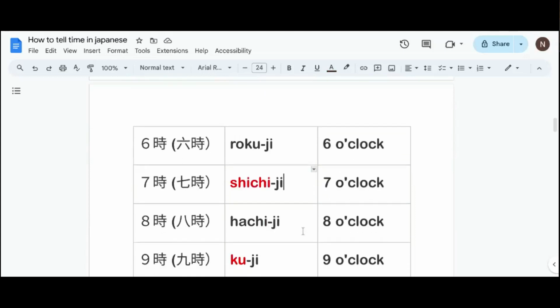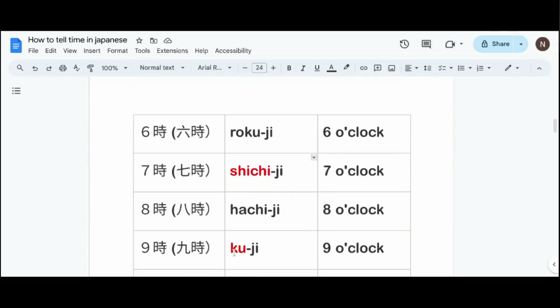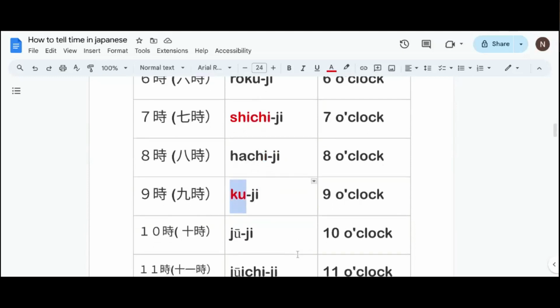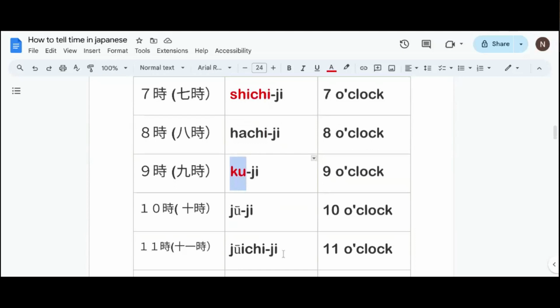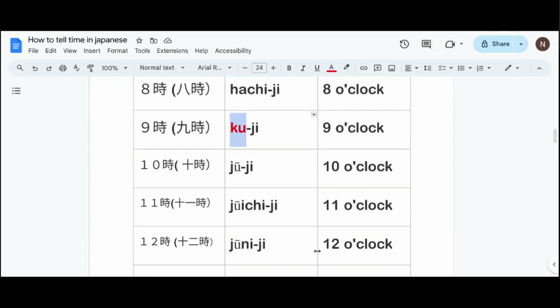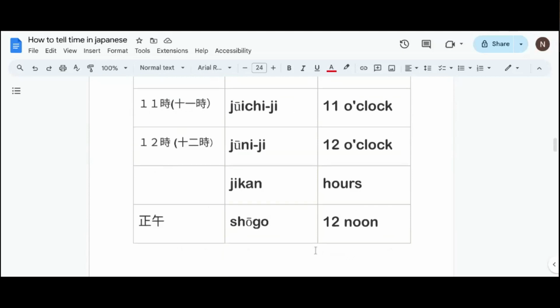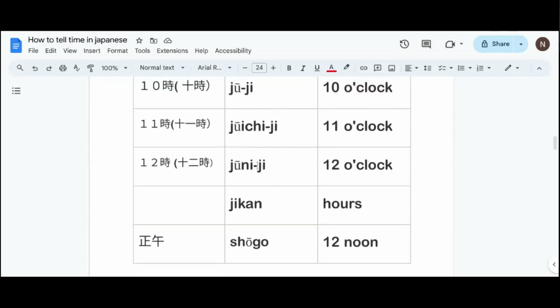Okay? And then hachiji. And then your 9 o'clock is not kyuji, but kuji. Okay? Not kyuji, but kuji. Okay? And then your 10 o'clock is juji, juichiji for 11 o'clock, and then juniji for your 12 o'clock. So the ji here represents o'clock.